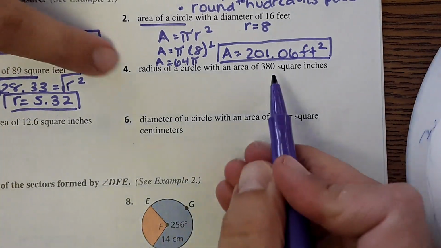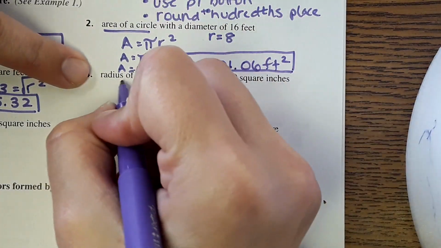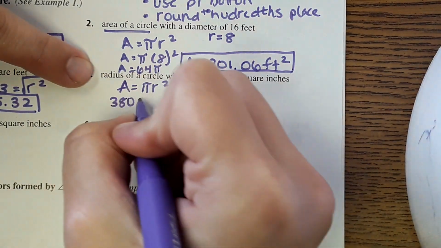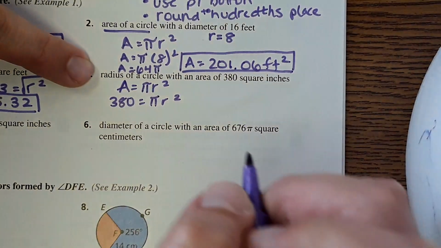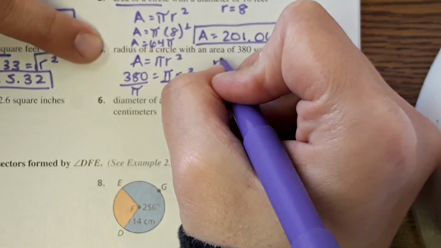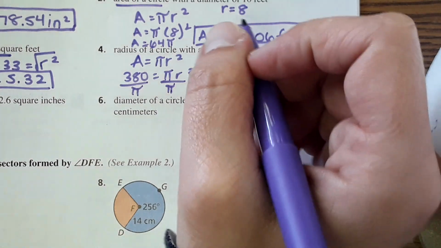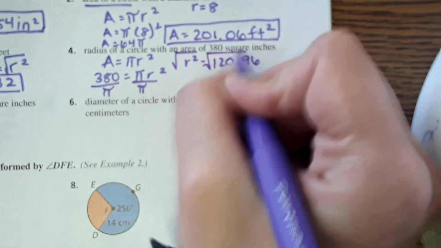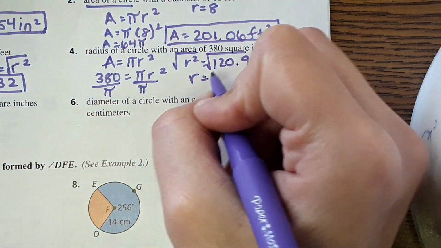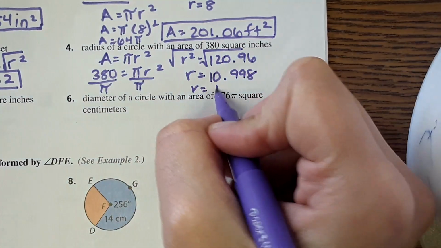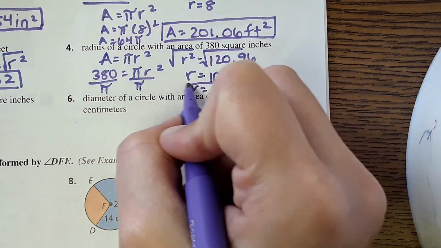Okay, number 4. Radius of a circle with an area of 380 square inches. So again, write down that equation. 380 is the area, pi r squared. Get r by itself. Square root of both sides, and we get a number that's 10.998. So this would actually be 11.00 rounded to the nearest hundredths.